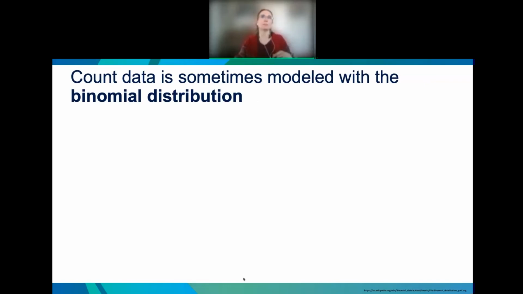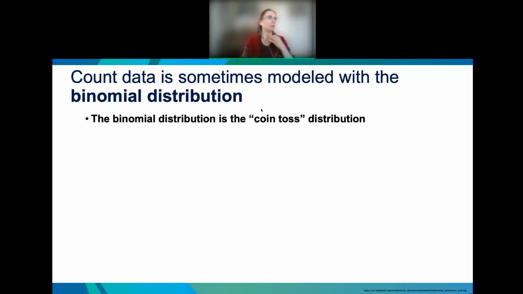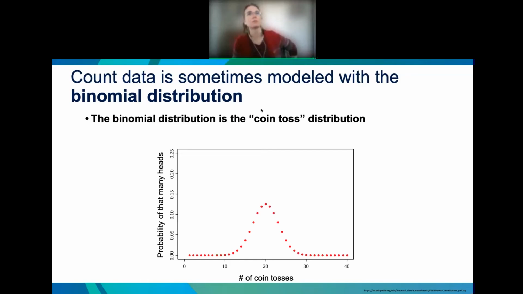Now, count data, just in general, is sometimes modeled using the binomial distribution, also called the coin toss distribution. And when I say count data, I don't just mean RNA-seq data, I mean any type of count data. The binomial distribution shown here is illustrated by the probability of getting heads when you toss a coin a certain number of times. Like in this graph, if you toss a coin 40 times, the probability of getting heads is about half the time.